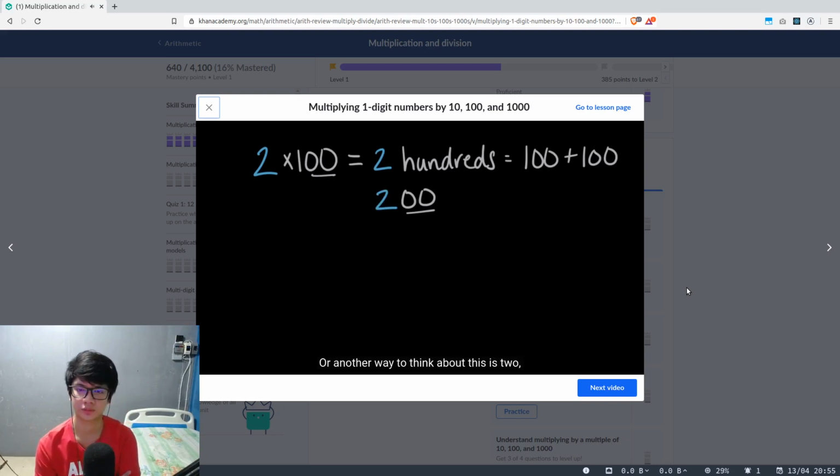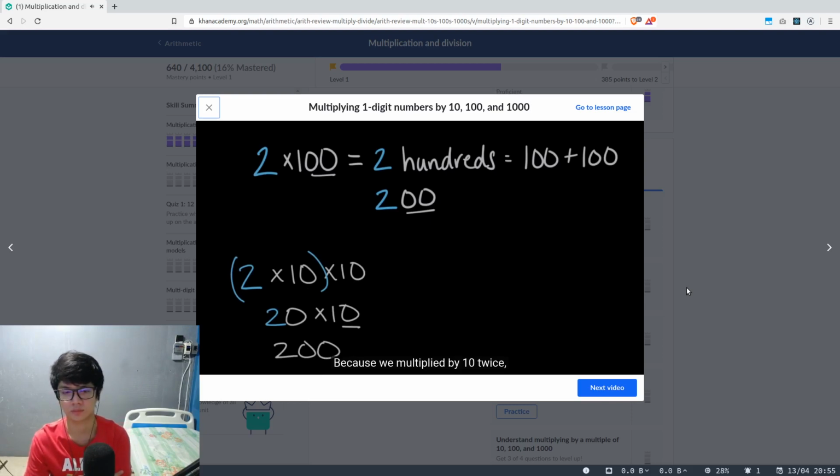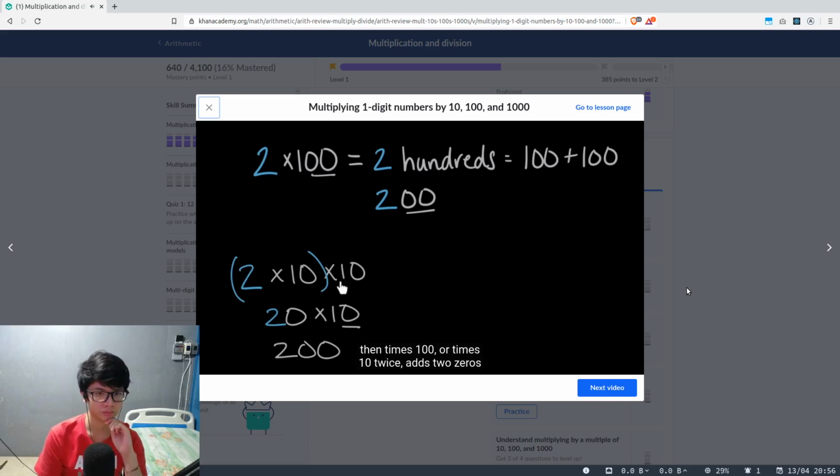Or another way to think about this is 2 times 100. Instead of saying times 100, we could say times 10 times 10, because 10 times 10 is the same as 100. And 2 times 10, we know, is a 2 with a 0 on the end, which is 20. And 20 times 10 then will be 20 with a 0 on the end. Because we multiplied by 10 twice, we added 2 zeros. And multiplying by 100 is exactly that, multiplying by 10 twice. So if times 10 adds 1 zero, then times 100, or times 10 twice, adds 2 zeros to our answer.